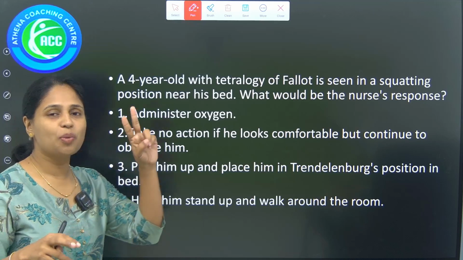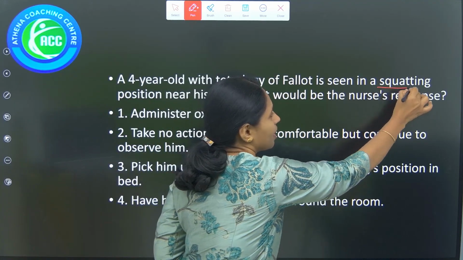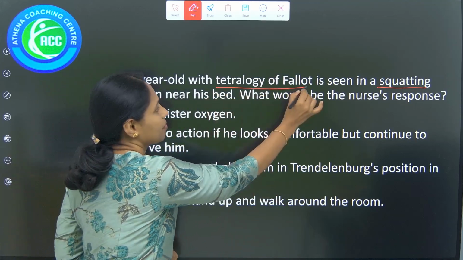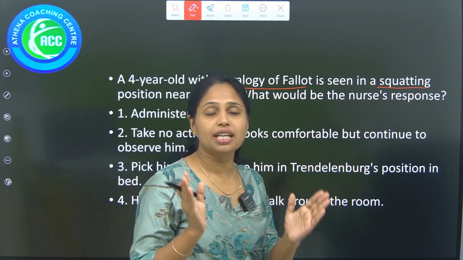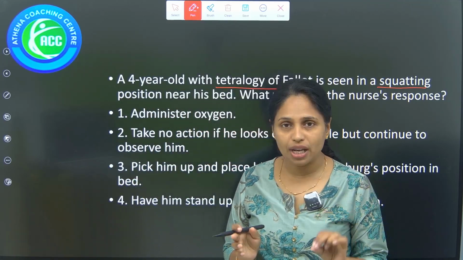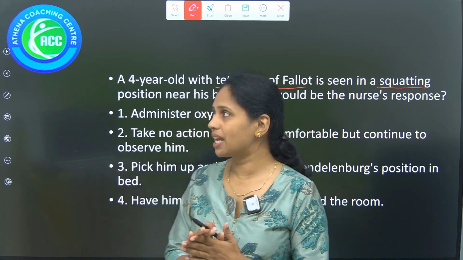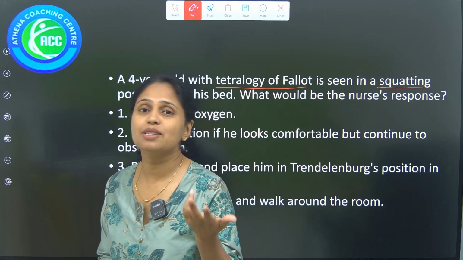Here, two points you have to remember: one is the squatting position, and the other is tetralogy of Fallot. So here, a 4-year-old child, the diagnosis is tetralogy of Fallot and he is in a squatting position near his bed. What is the nurse's response?